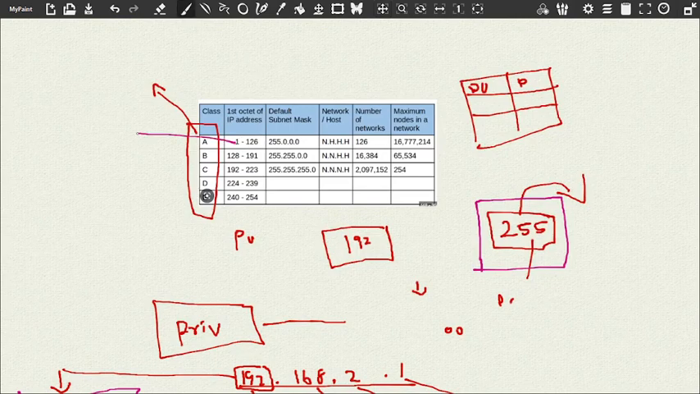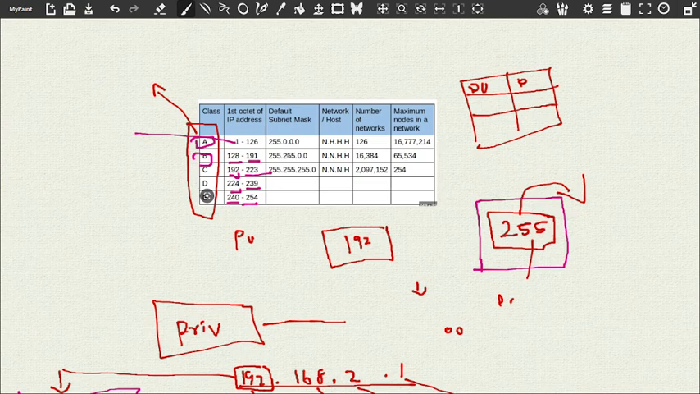First of all, 1 to 126 is class A. Class B is 128 to 191. Then class C, 192 to 223. Class D, 224 to 239. 240 to 254 is also a valid IP address. Okay, up to 254 it's a valid IP address. 255 is the broadcast IP address, so that's the reason it's not appearing. Okay, fine.